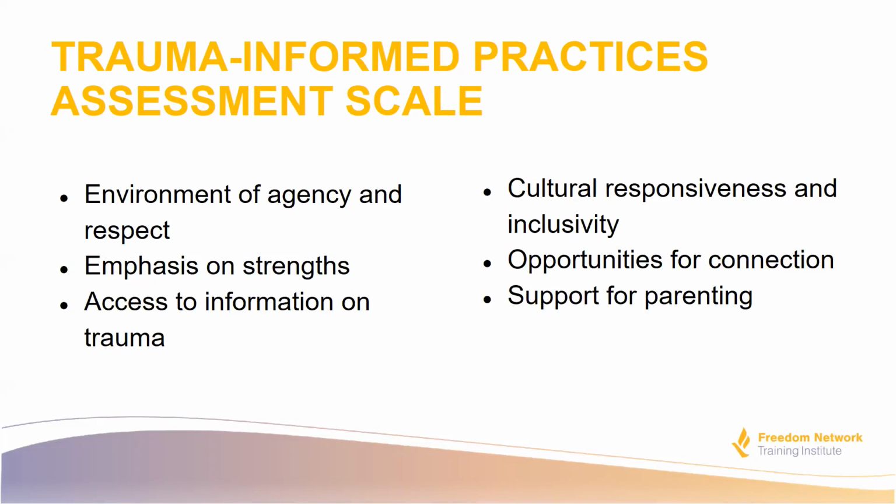And then this scale included a third or a sixth aspect, which is support for parenting. And recognizing that so many survivors who come into specifically domestic violence shelters are bringing children with them, that there's an opportunity for them to parent their children in the way that they believe is best, and that there's support for that within that organization. Next slide, please.